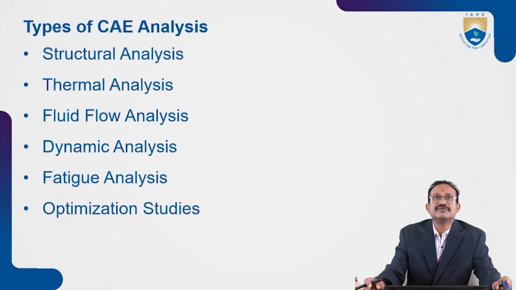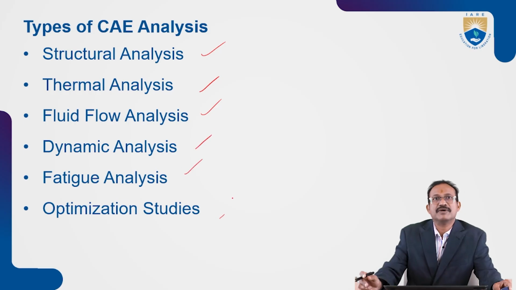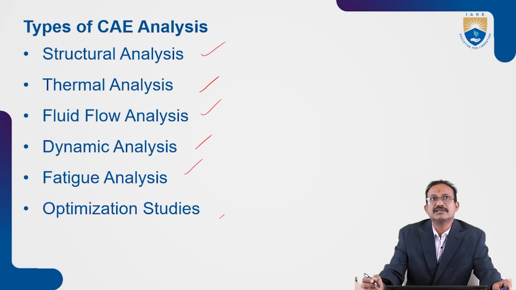Next, types of CAE analysis: structural analysis, thermal analysis, fluid flow analysis, dynamic analysis, fatigue analysis, and optimization studies. Structural analysis relates to structures, that is, whether the dimensions and loads are all right. Thermal analysis checks whether the temperature is withstood. Fluid flow analysis checks whether this much fluid pressure is withstood. Dynamic analysis applies when the part is rotating or moving.